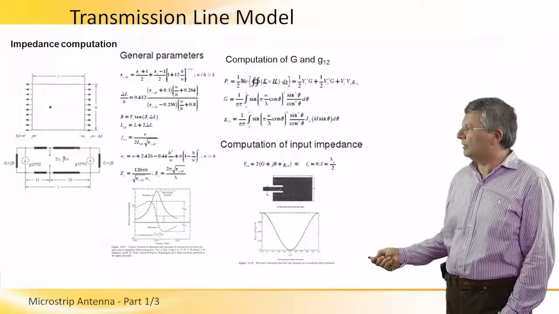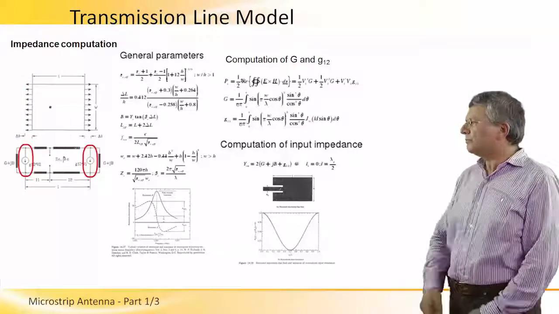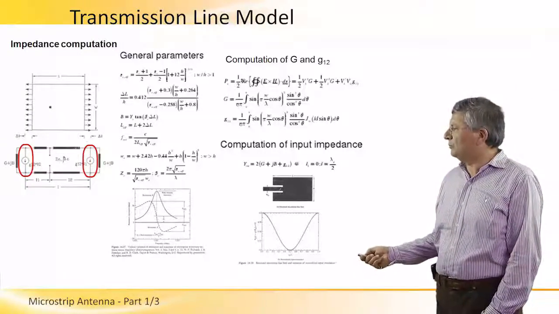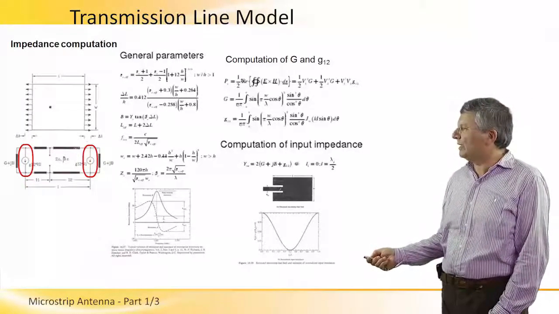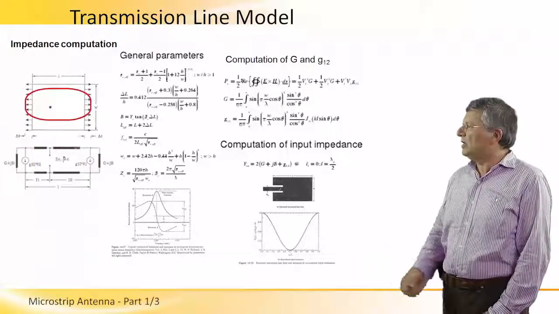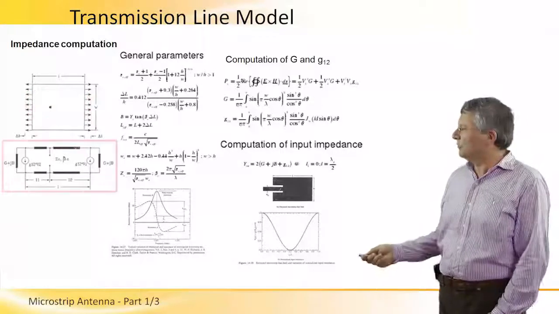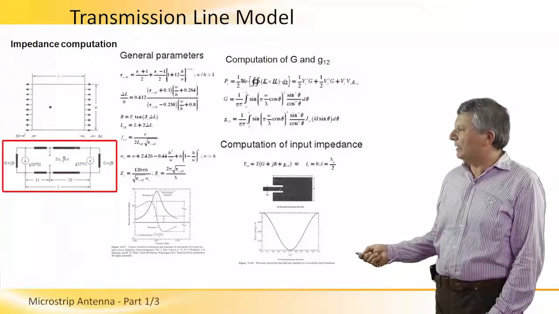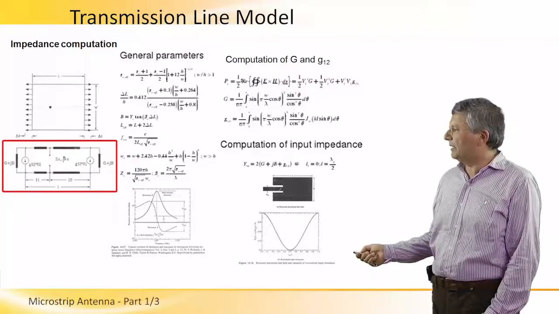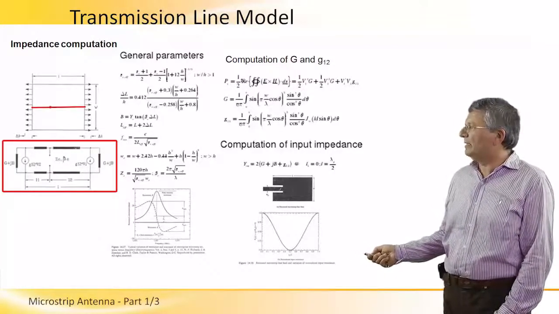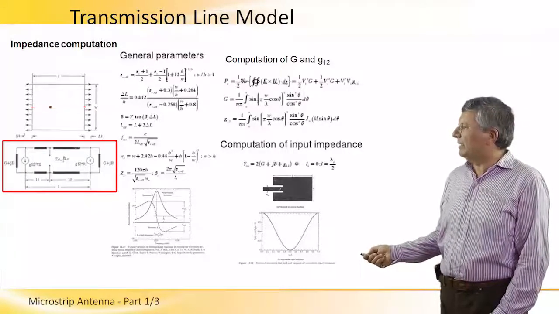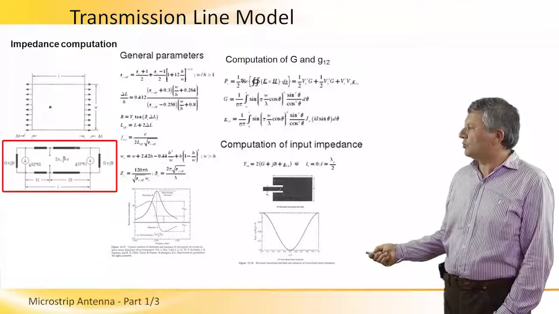In addition to that, we have here two dependent current sources, G1V2 and G12V1, which represent the coupling between those two slots. So if we want to compute the input impedance at any point along the axis of the microstrip antenna, we have to analyze a very simple transmission line circuit, as shown here.